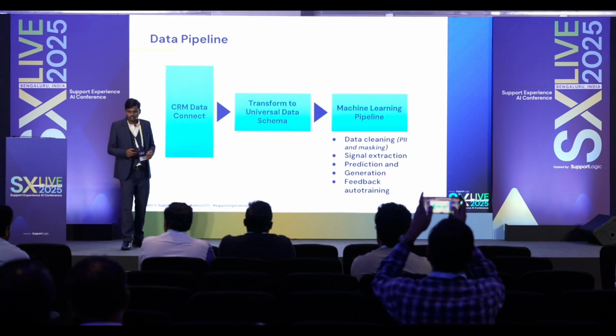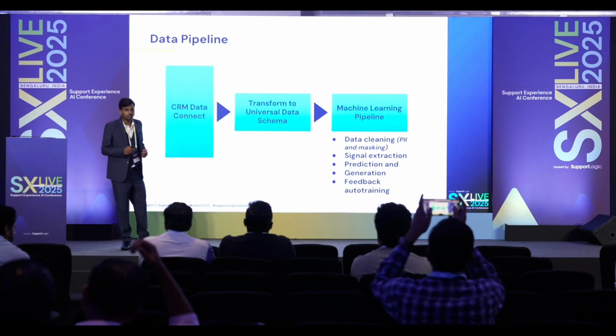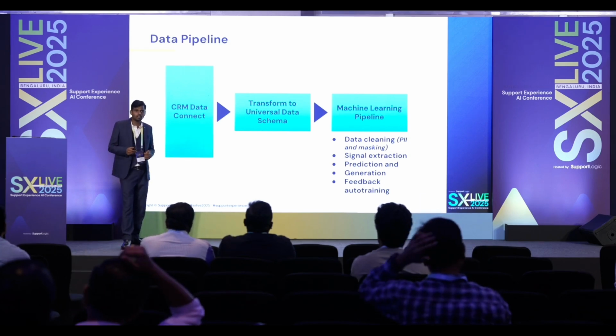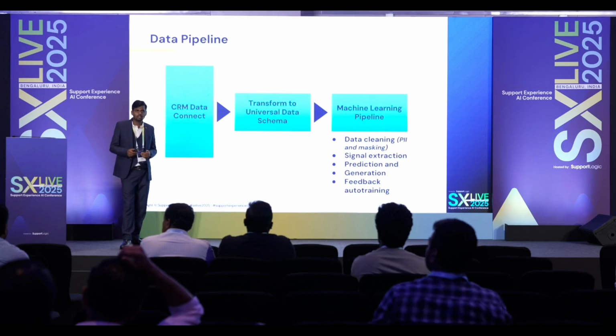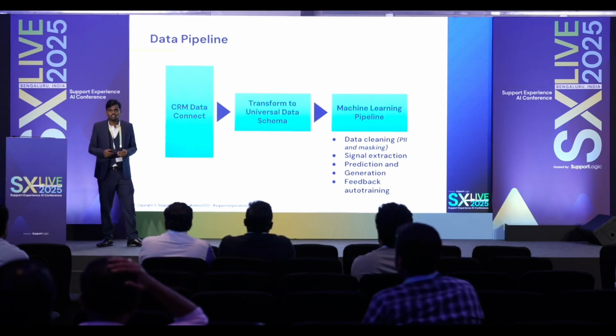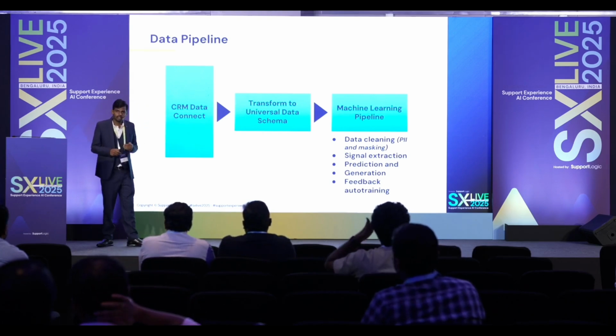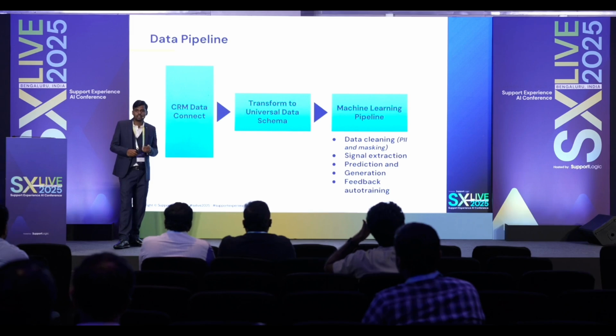The machine learning pipelines include PII masking, then signal extraction, our prediction and generation mechanism, and feedback auto training. This feedback auto training is something we are focusing on a lot, and we are trying to reduce the human effort in it. The reason is so that we can provide a better experience and faster auto training.